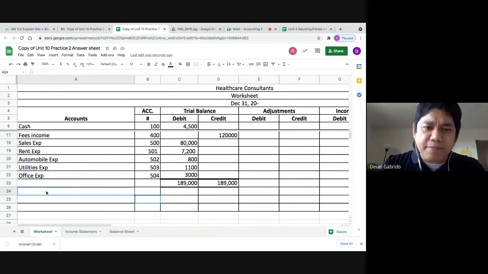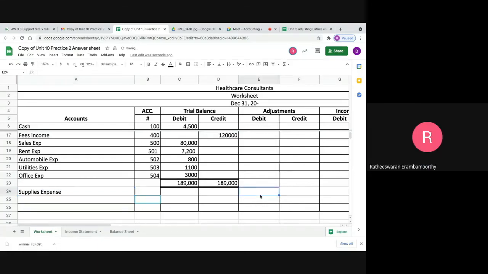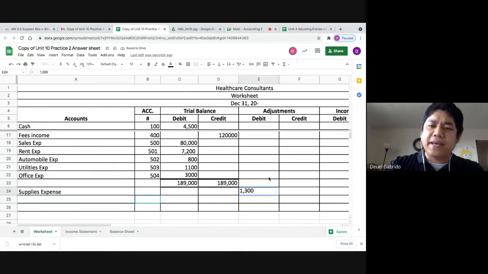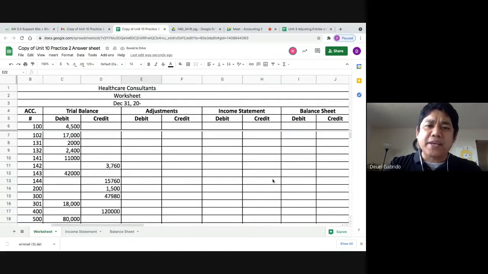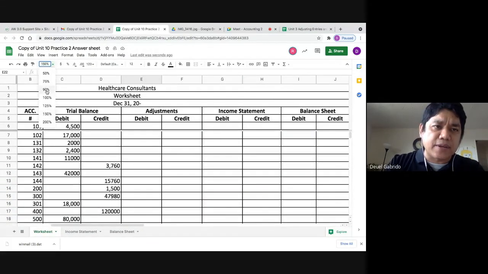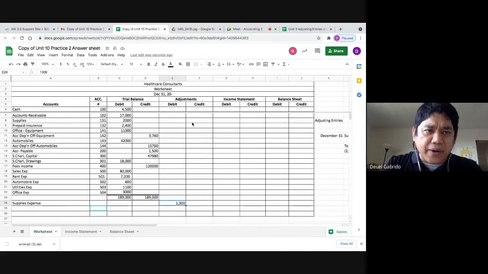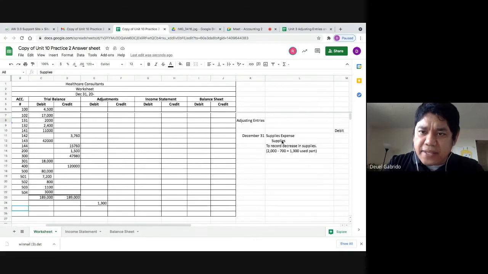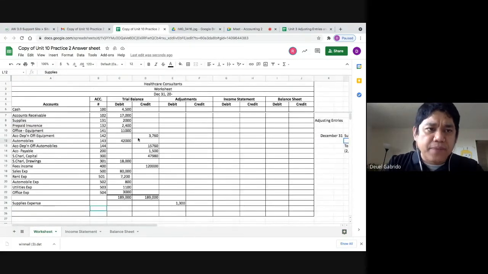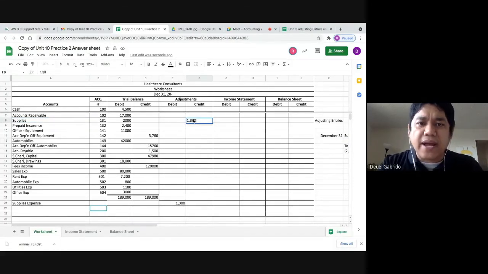Okay, so just below the total, you type in the words supplies expense. And then you write down what? 1,300 here, right? Debit. And then, of course, the partner of 1,300 would be where? It is under supplies. That's what we did, right? We credit the supplies here because it will decrease by that amount. Credit 1,300, right?